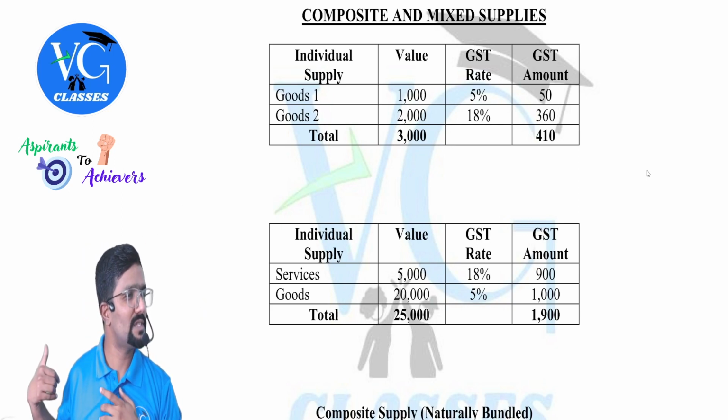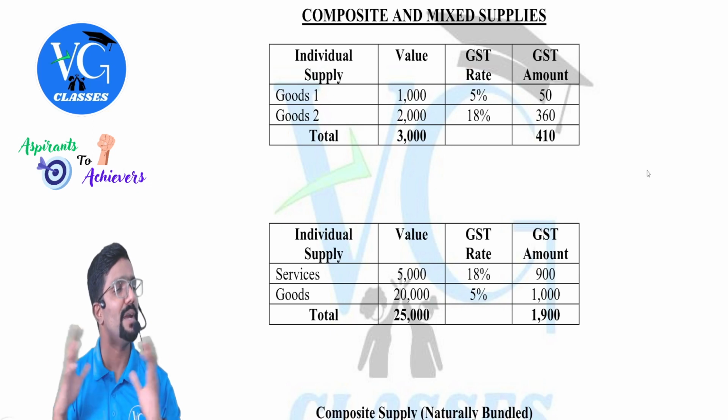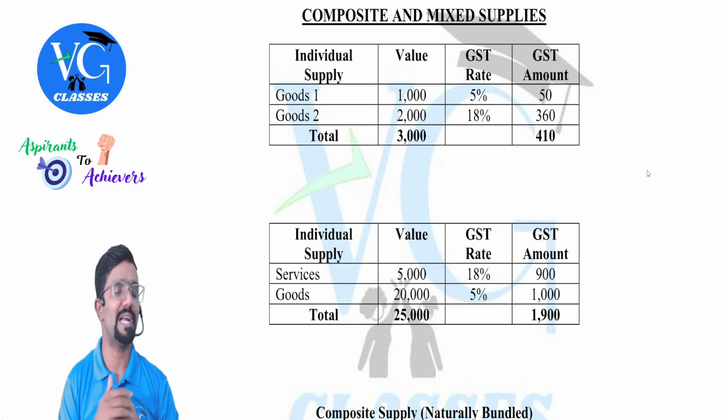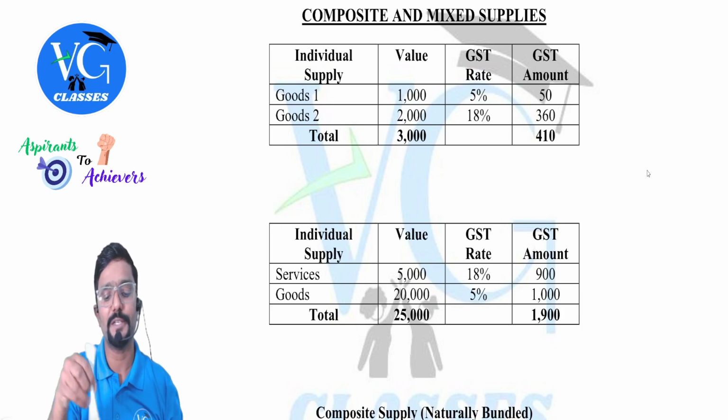So, I purchased an iPhone for 1 lakh and they are not giving an adapter along with it. For the adapter, I have to pay separately and take it. Should I check whether it is a composite supply or mixed supply? No, because two separate products are supplied for two separate considerations, it will be covered here, guys. I call it individual supplies.